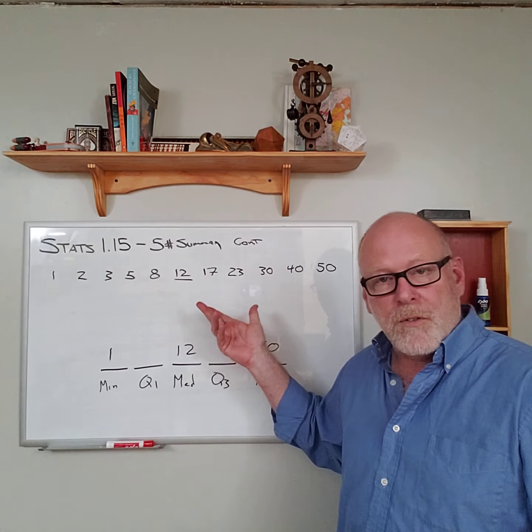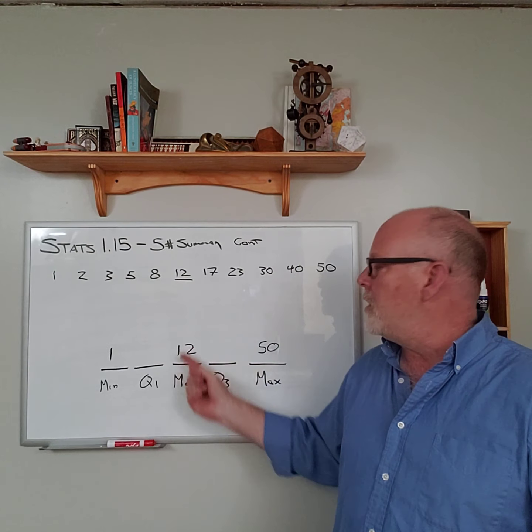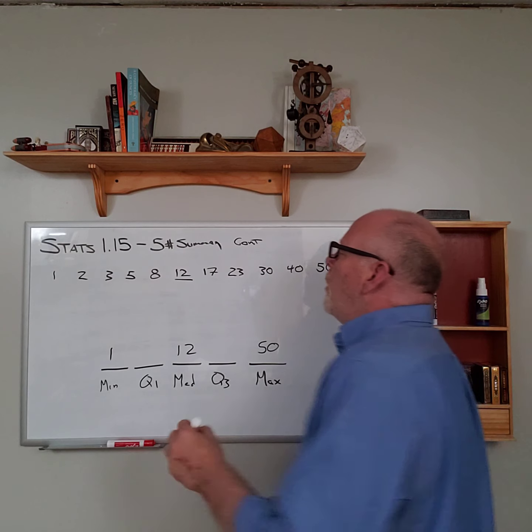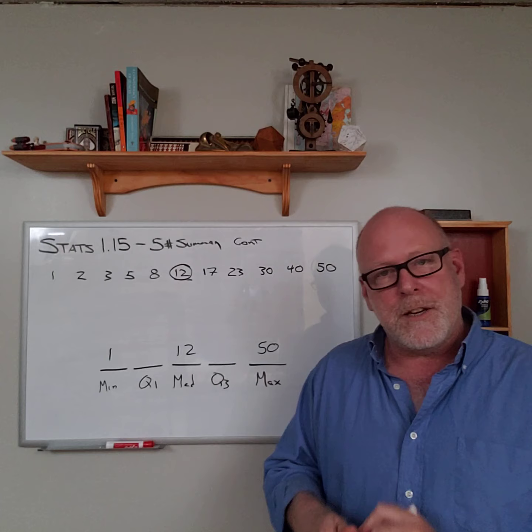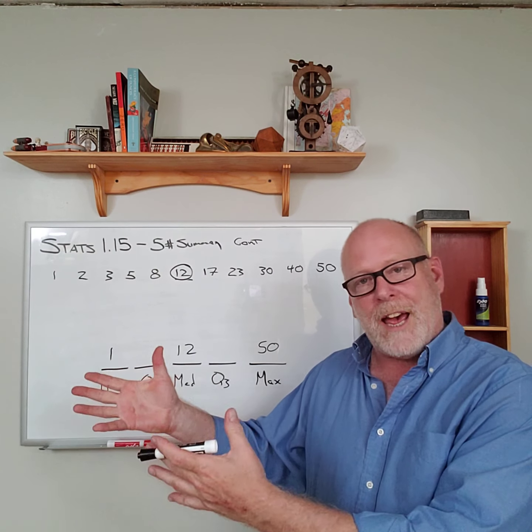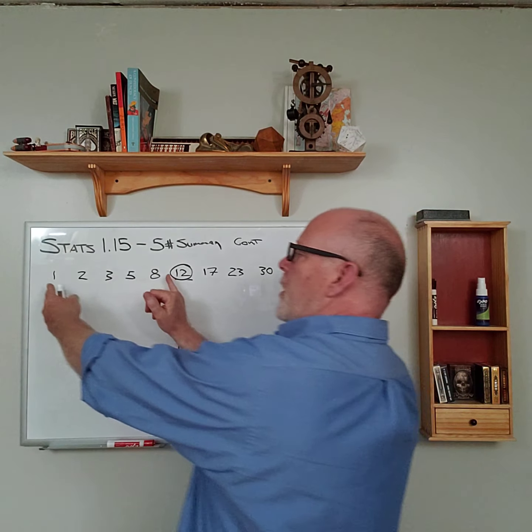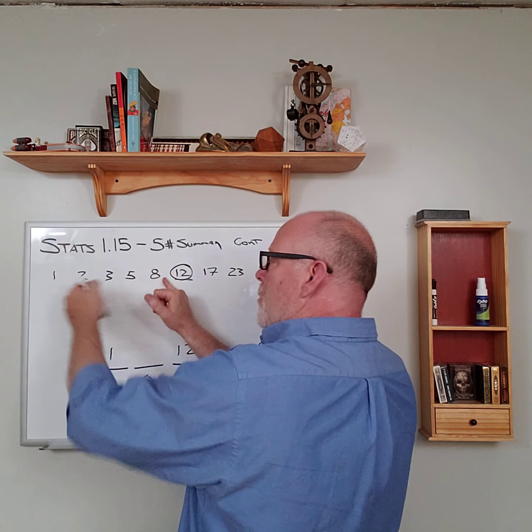If we have an odd number of numbers, then we're going to have a middle one to use for the median. We do count that as part of the data set, but we do not count it as part of the lower half or the upper half. So now we're looking at the lower half. We got 5 numbers there.